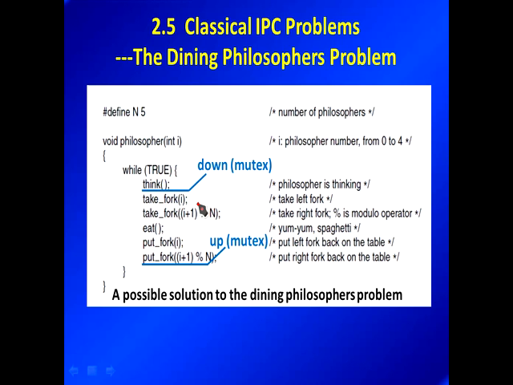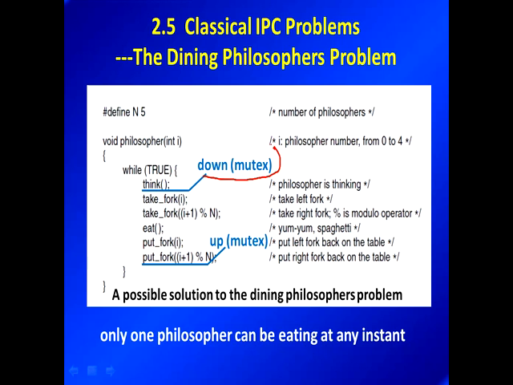In the textbook, it provides this solution, but you can see it only allows one philosopher to eat at any instant, because it uses only one semaphore to represent the resource, which is the 2 forks that the process needs. Okay, so you can check this solution after the class. We don't have time to explain it today, but we are going to explain it in the next class.